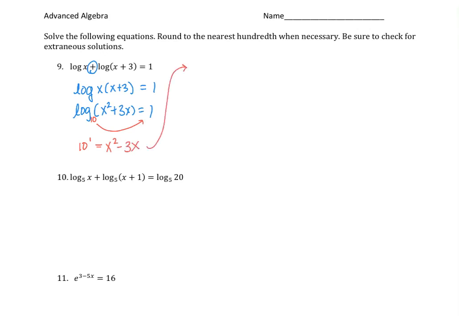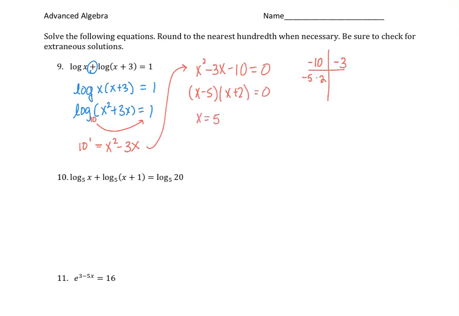This becomes a quadratic equation, so we need to get everything to one side. X squared minus 3x minus 10 equals 0, and we can factor. What multiplies to get negative 10 and adds to get negative 3, and that is going to be negative 5 times 2. So this factors to x minus 5, x plus 2 equals 0.